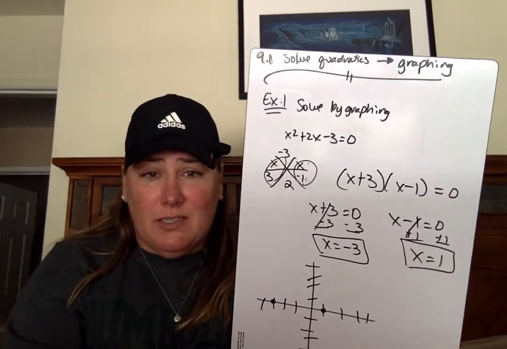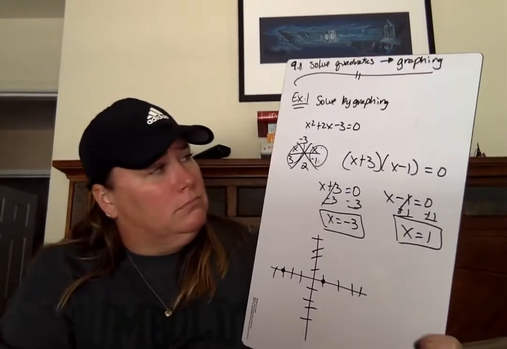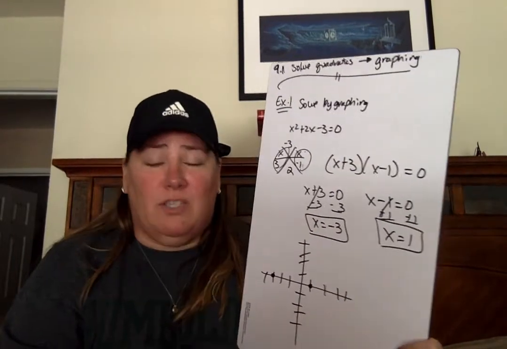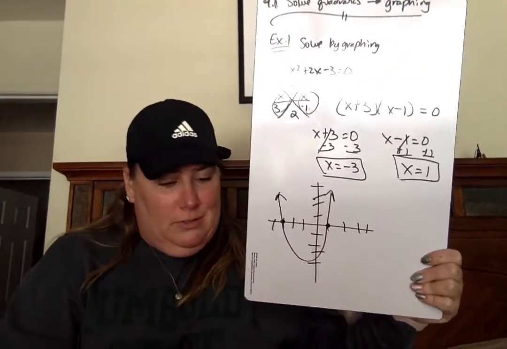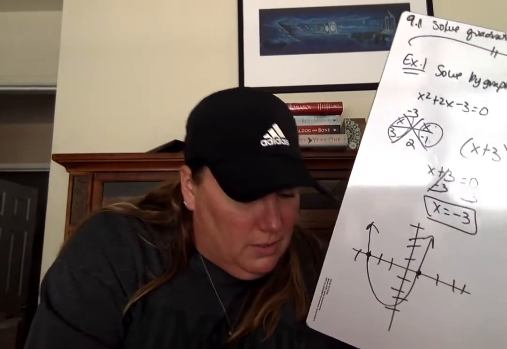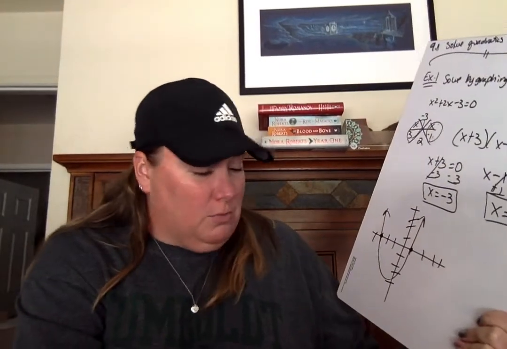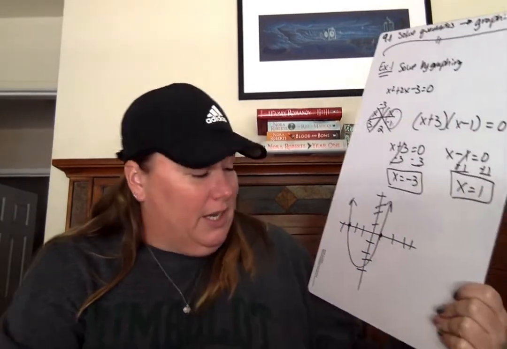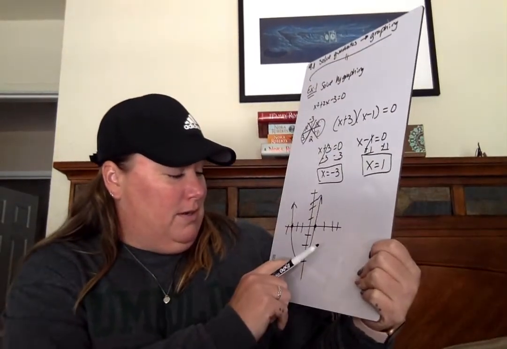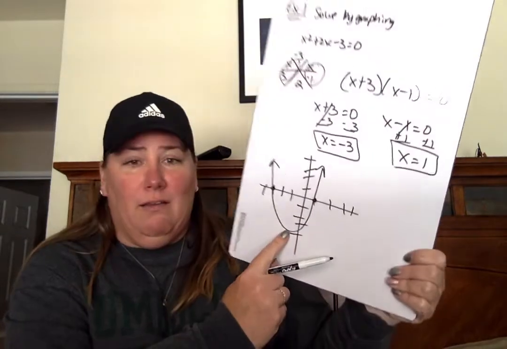Okay, A is positive, so it's going to open up, and A is also 1, so it's going to be the same width as this parent function. And then I just kind of sketch a U. Let's see how close I was. Oh my gosh, I was almost spot on. The vertex is actually -1, -4. Oh my gosh, look at that.